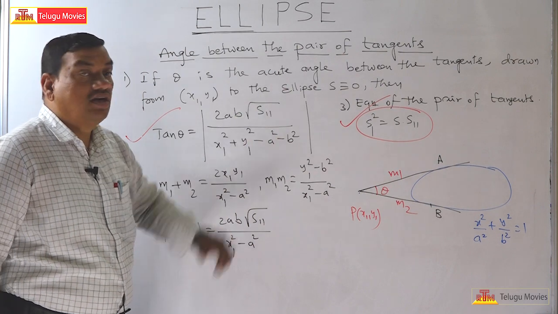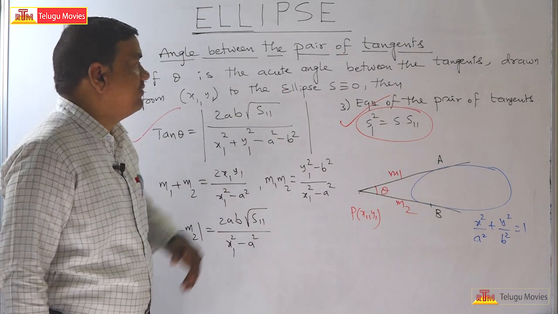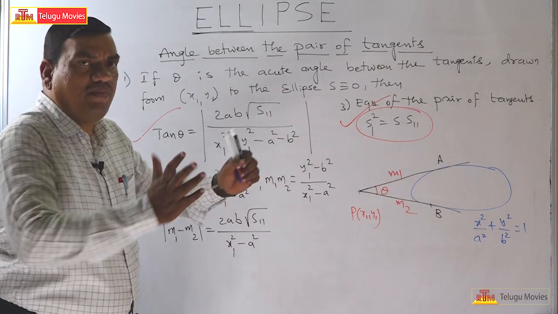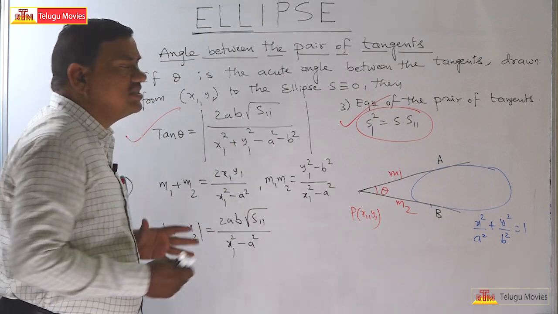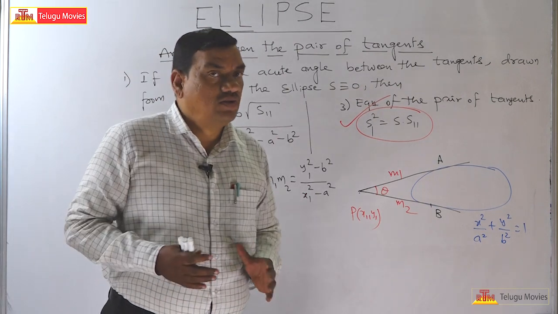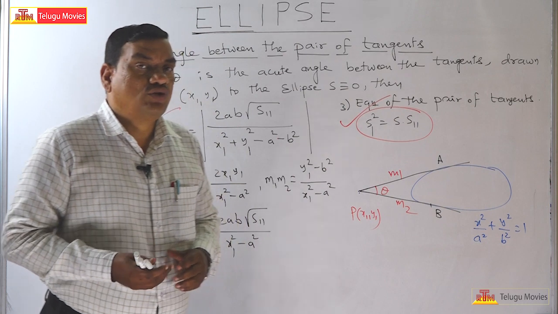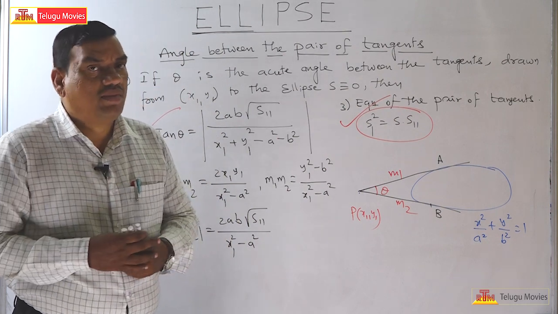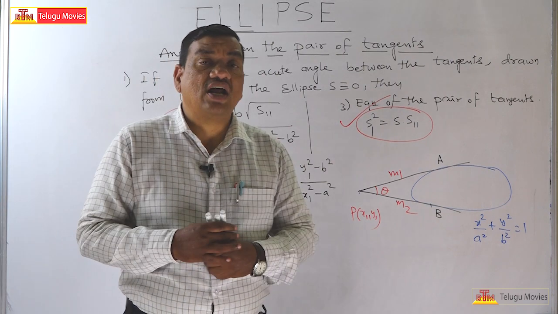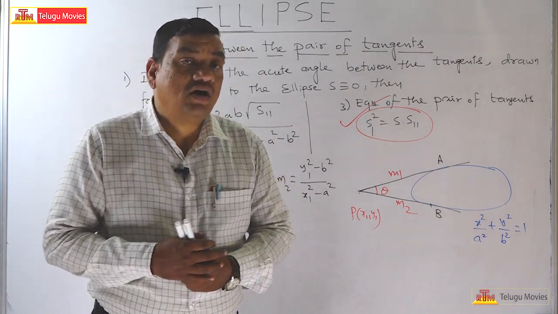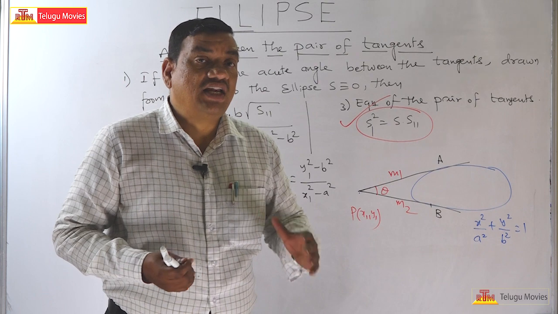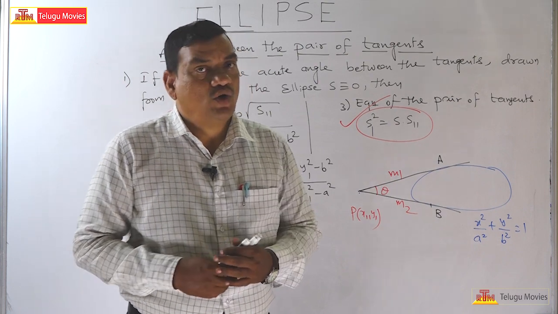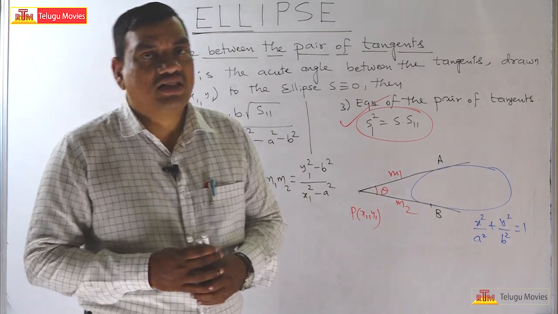So, these are the relations regarding the angle between the pair of tangents. All these concepts, write them on paper, in your book, and always read those concepts so that you will remember them further. In the next class, we will start the problematic part of this ellipse, and until then, I hope that you enjoyed today's class. Until then, all the best.